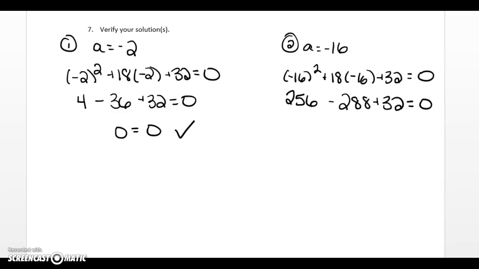So let's check our math. Let's do our adding and subtracting. 256 minus 288 is negative 32, plus 32 is equal to 0. So 0 is equal to 0, and you have verified both of your answers work and they are solutions to your equation.